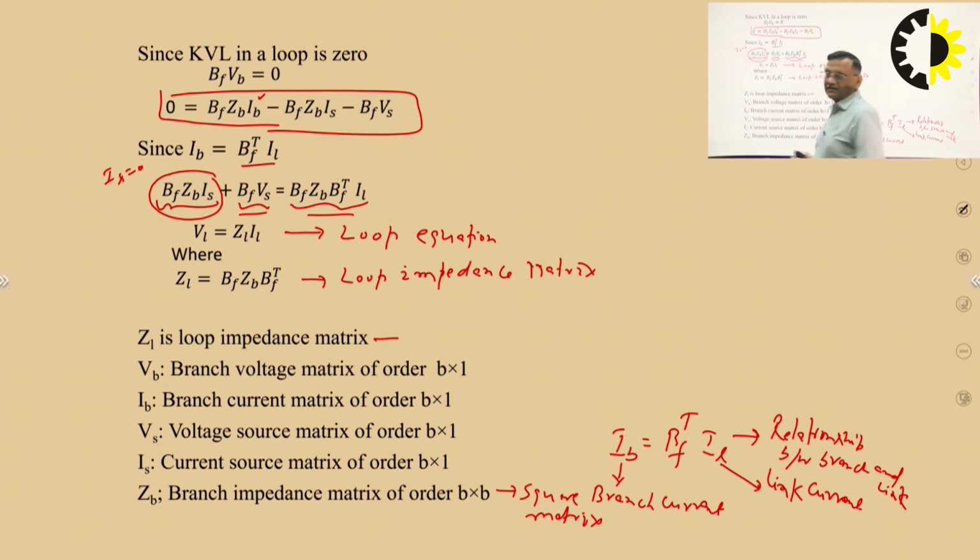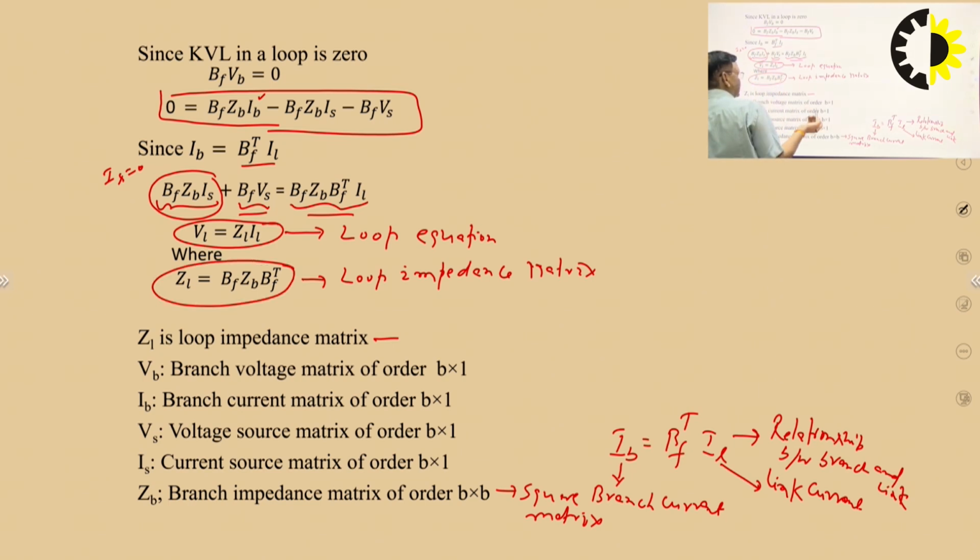So in loop analysis, we have to find this equation. Sometimes they may ask to find the loop impedance matrix. If they are asking about the loop equations, then you have to find VL is equal to ZL into IA. How do we do this in the network? If the network is given, what are the steps to carry out a loop analysis?